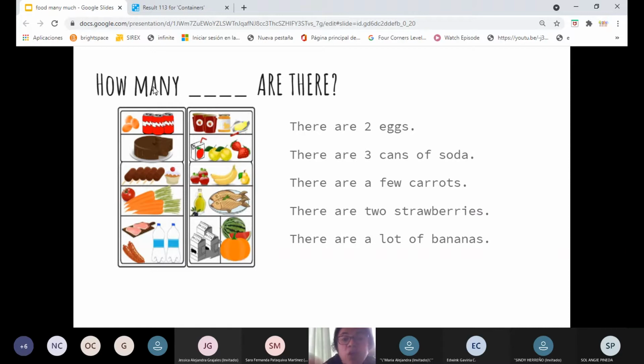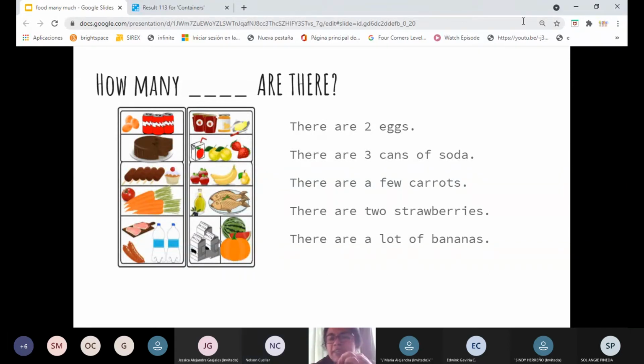All of these are going to be countable, all right? So, for example, in this case, guys, if the answer is there are 2x, what is the question? What is missing? Please read the question, all right? No me digan solo la palabra, sino díganme la pregunta completa, ¿cómo quedaría? How many eggs are there? Excellent, all right? How many eggs are there? So there are 2x.